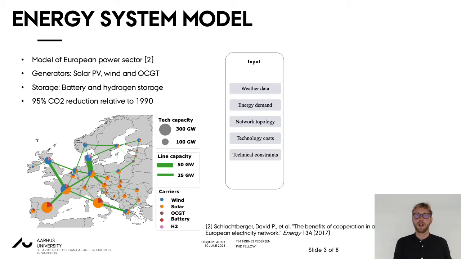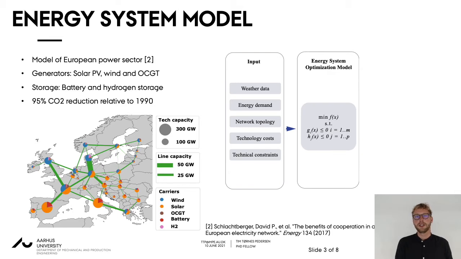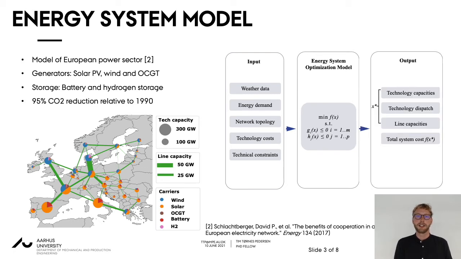Input data for the model is hourly resolved weather and energy demand data. We have also included data for the network topology, technology costs, and some technical constraints. The model is then formulated using a series of linear constraints and a linear objective function. When applying an optimization algorithm to the model, we obtain some variable values for installed technology capacities, technology dispatch, and transmission line capacities. We can also evaluate our objective function to obtain the total system cost of our system.